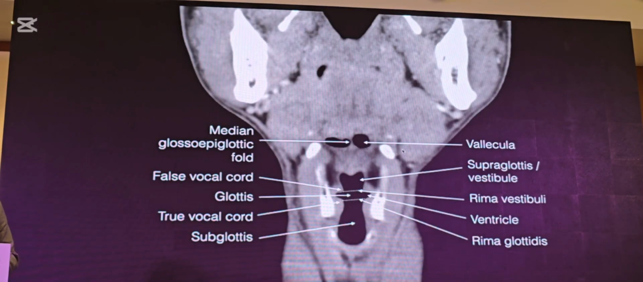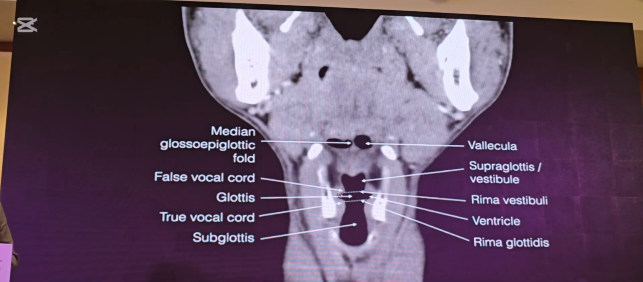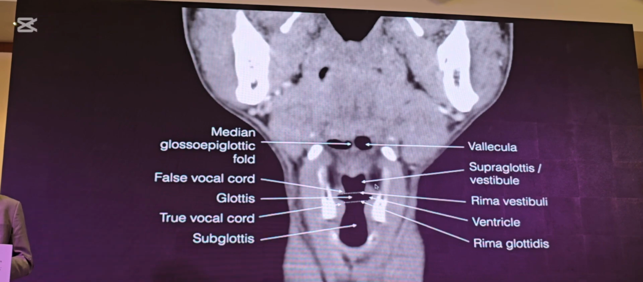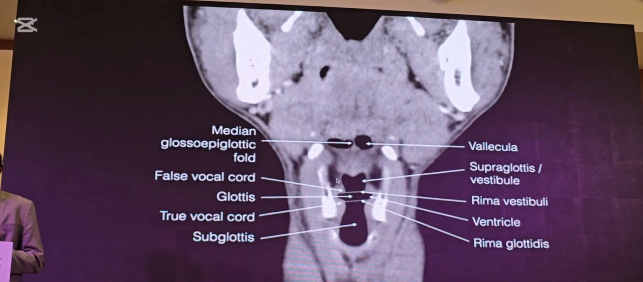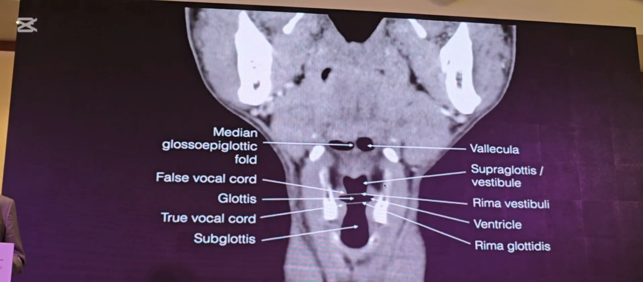So what you are seeing here above the hyoid is the vallecula, median glossoepiglottic fold, and this is the supraglottis, this is the false vocal cord, true vocal cord, subglottic area, and this is the cricoid cartilage. Clear? So what is this black thing? Fat. That's the paraglottic space. So when you see any swelling here and the blackish shadow of the paraglottic space is distorted, it means there is involvement of the paraglottic space.